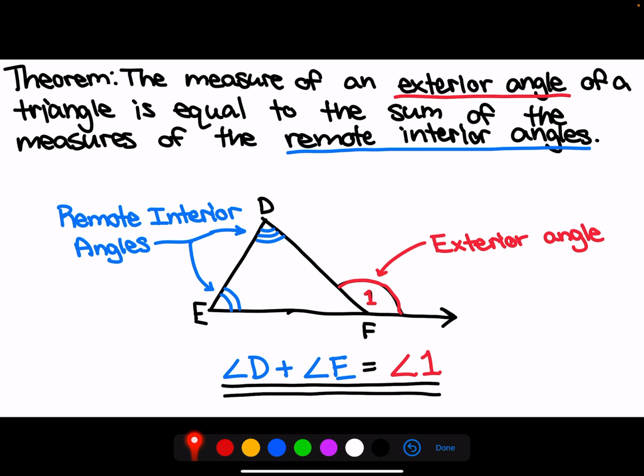The measure of an exterior angle of a triangle is equal to the sum of the measures of the remote interior angles. Meaning, if I add my two remote interior angles together, it will equal the exterior angle. And the reason that this works is because the sum of a straight angle is 180 degrees, and the sums of the interior of a triangle, those angles are also equal to 180 degrees. So that is what allows this to work. So angle D plus angle E is equal to our exterior angle, angle 1. Go ahead and pause the video if you need to finish catching up on these, and then we'll continue on.